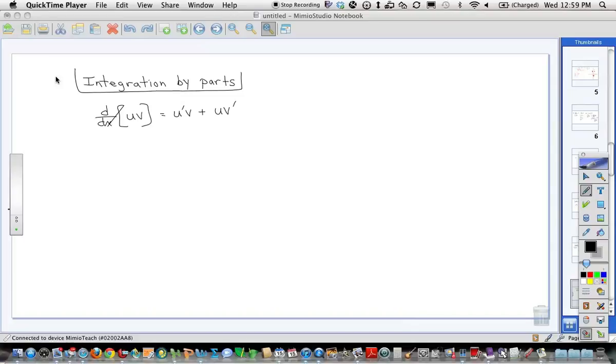Okay, which means I want to do this to both sides. Well, what's the antiderivative of the derivative? In other words, what do we get on the left side? We should just get uv on this side, right? They should just cancel each other out.